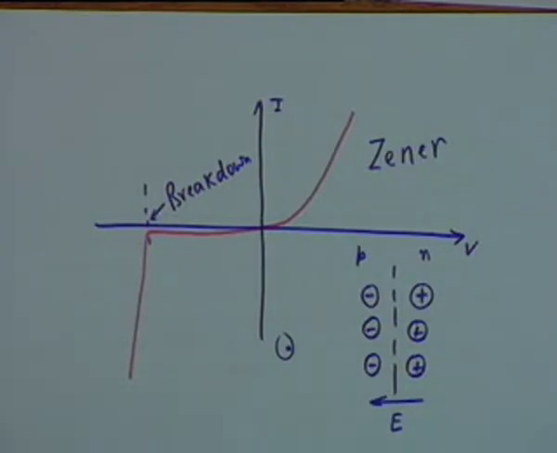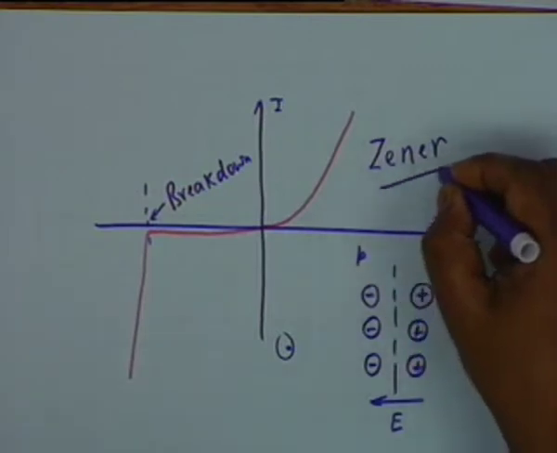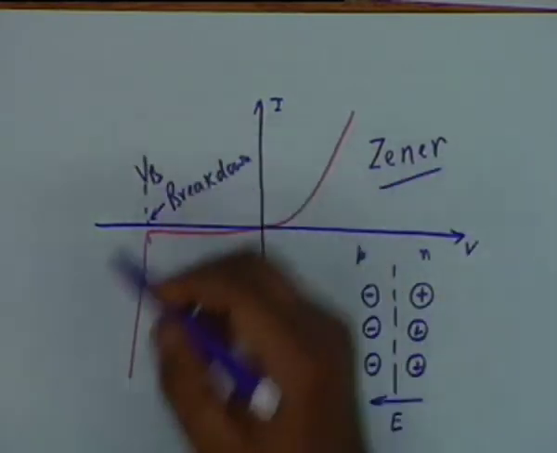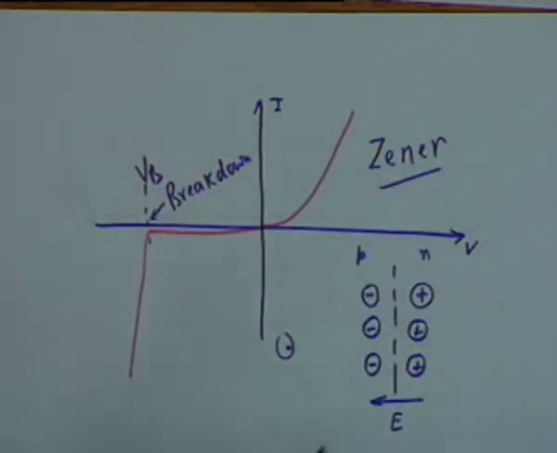Heavily doped junction, Zener breakdown occurs, and the Zener breakdown voltage V sub B, the reverse voltage at which the Zener breakdown occurs, can be very precisely controlled by controlling doping. That is, the larger the doping is, the smaller is the Zener voltage.